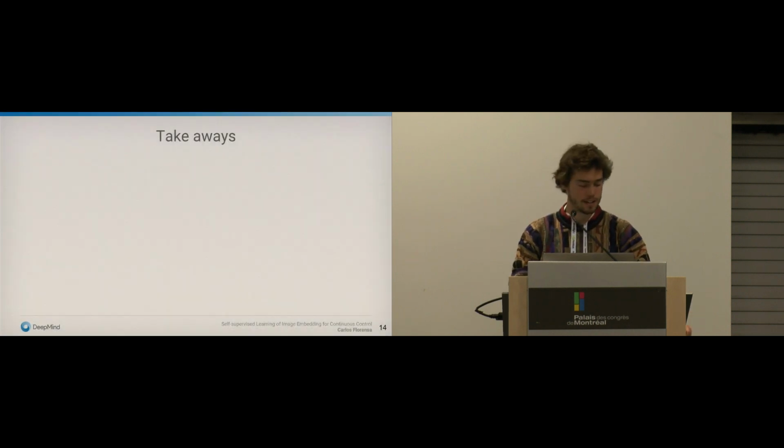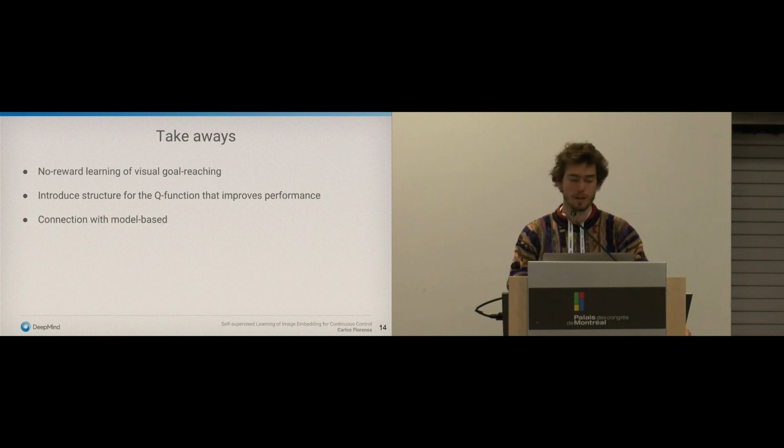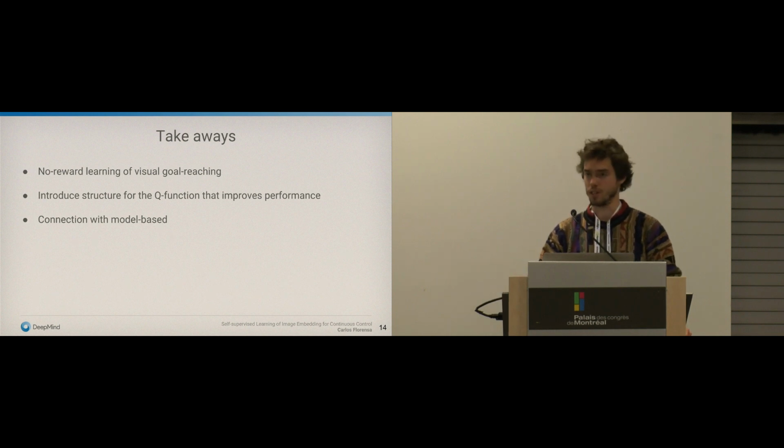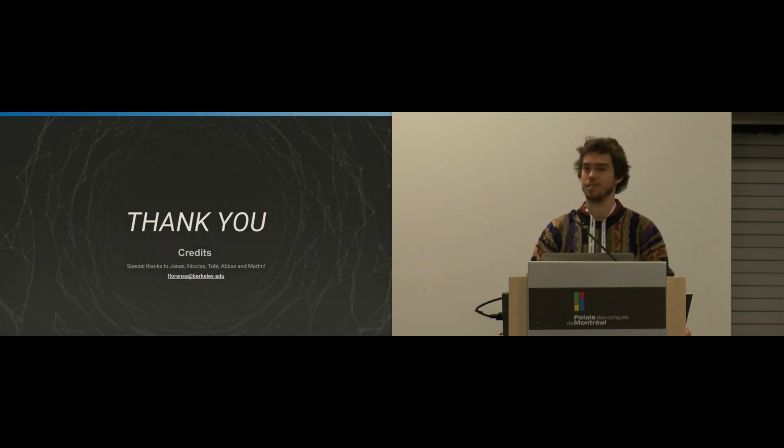And finally, let me wrap up with some takeaways. We have introduced no-reward learning of visual goal reaching. We have introduced a structure of the Q function that improves performance, and we have connected this with model-based learning. We haven't leveraged that heavily, but it will be interesting to continue work on that, for example, using it for planning and so on. And with this, I want to thank you and invite you to come to the poster if you have more questions.